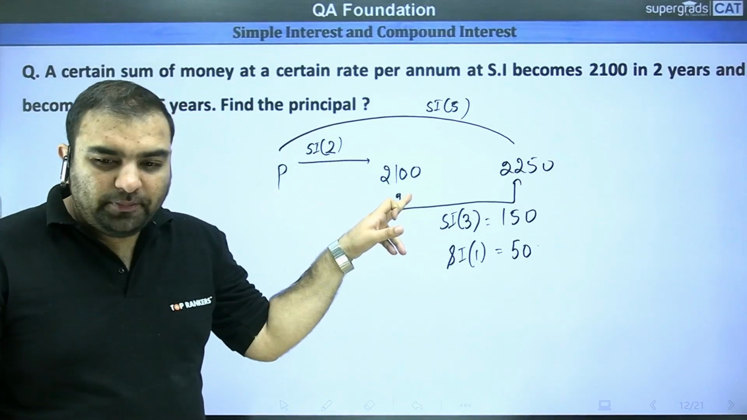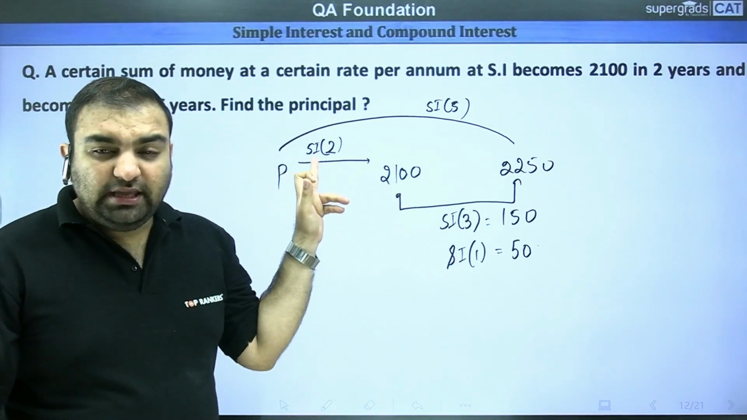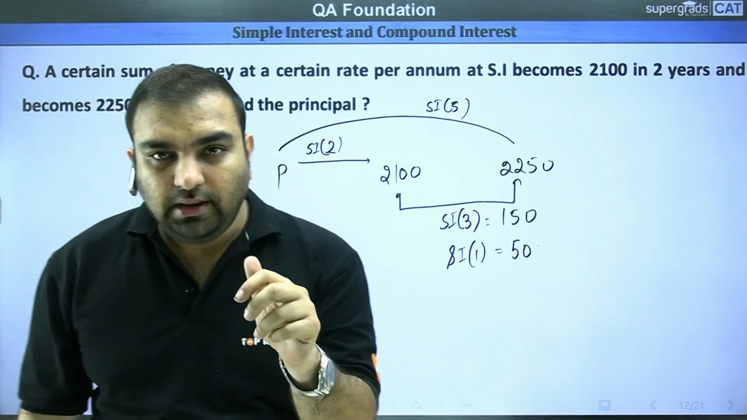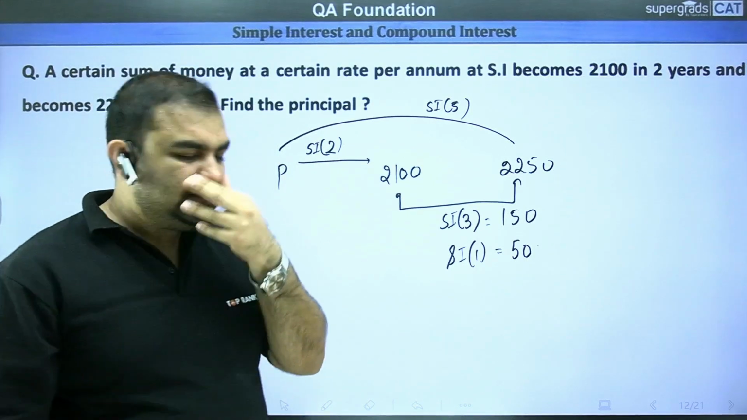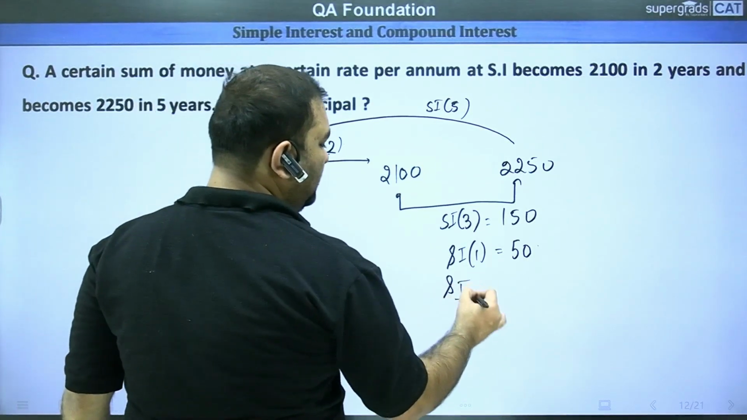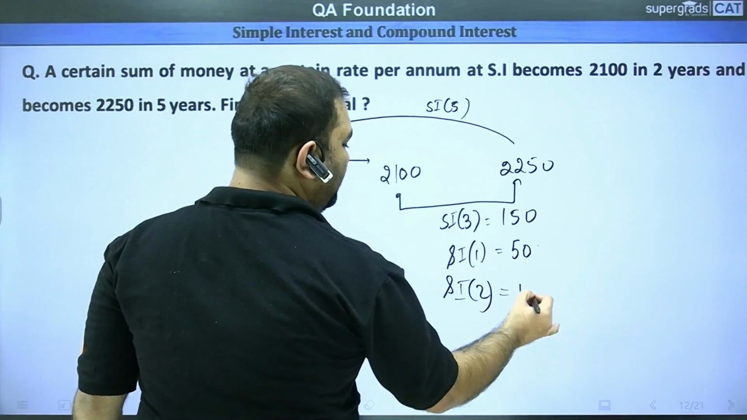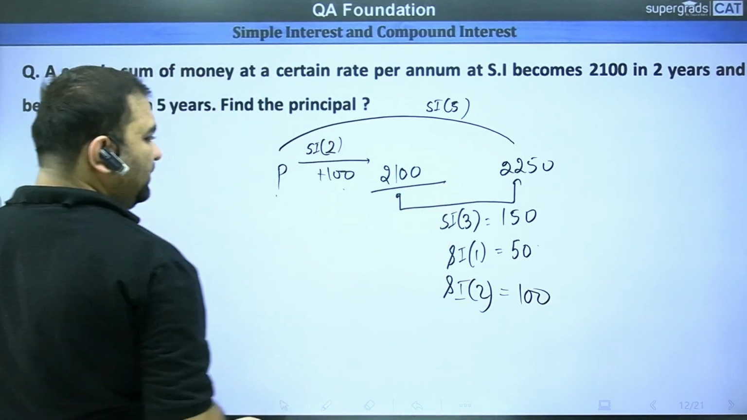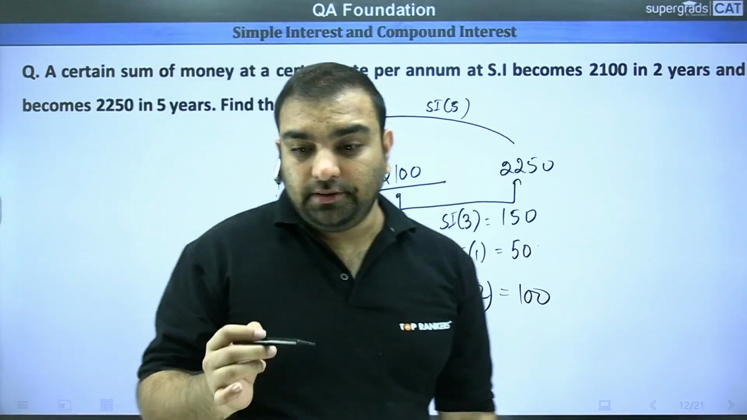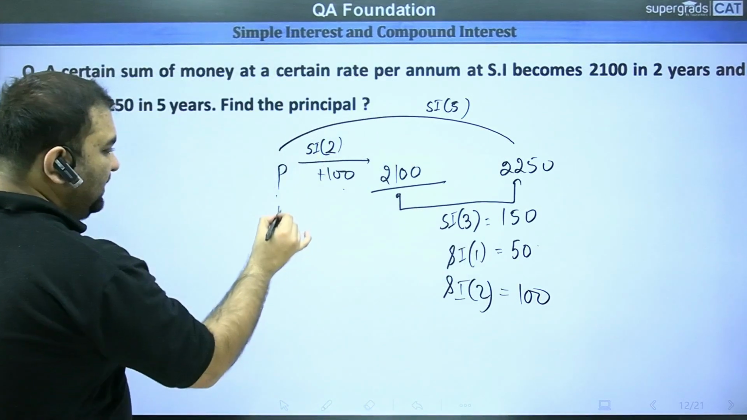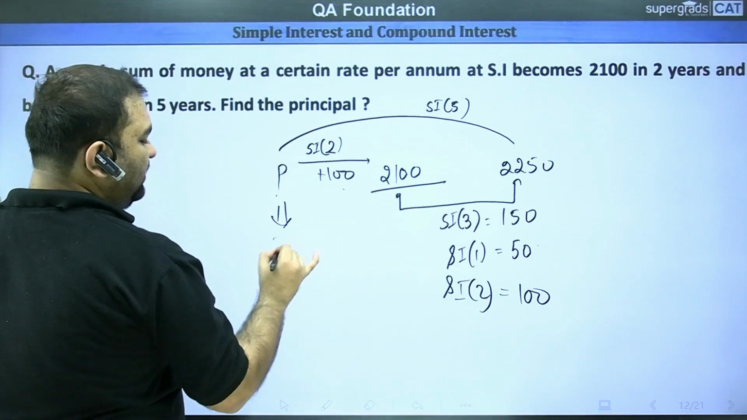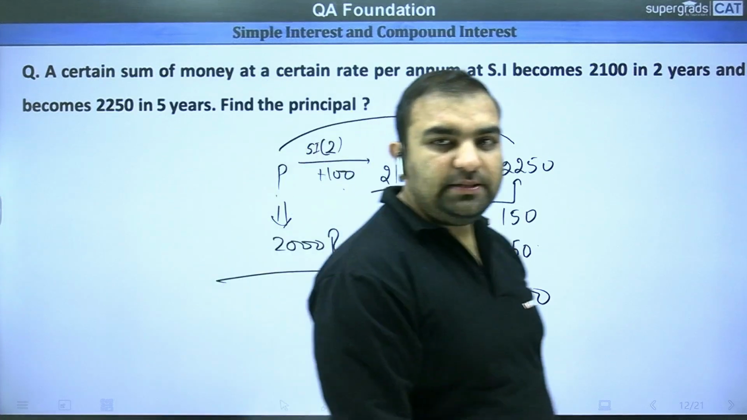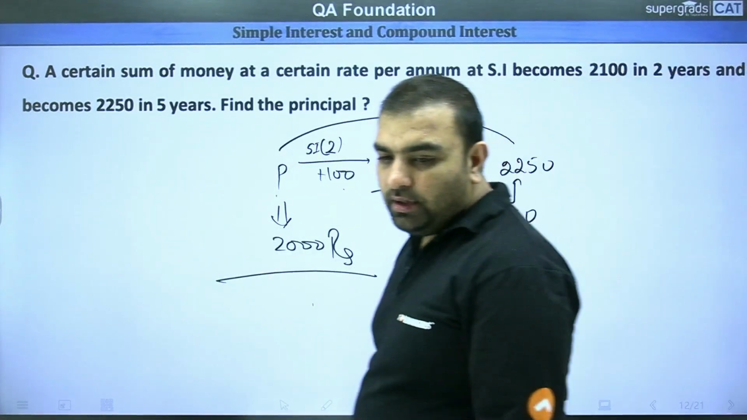अमाउंट आफ्टर 2 year पता है, अगर 2 साल का SI पता चल जाए तो प्रिंसिपल आ जाएगा। सो व्हाट इज द SI ऑफ 2 year? अगर 1 का 50 तो 2 का 100, तो दिस इज 100. Principal plus 100 is 2100. So principal is 2100 minus 100, 2000 rupees.